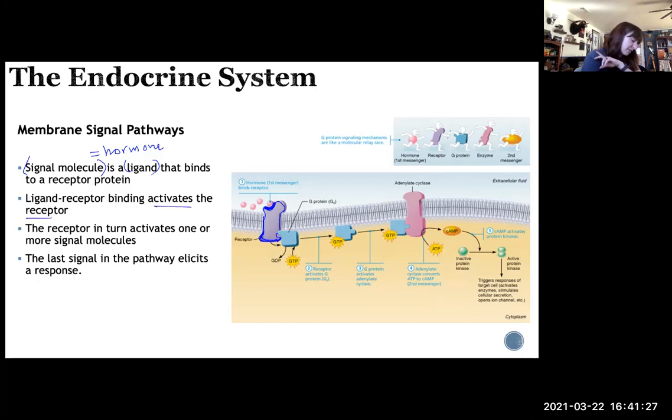So the receptor is activated. The receptor activates more signal molecules on the inside, right? And the last signal in whatever that pathway is, that last domino in this chain reaction, is what is going to cause the ultimate final response to the hormone that left that endocrine gland, okay?